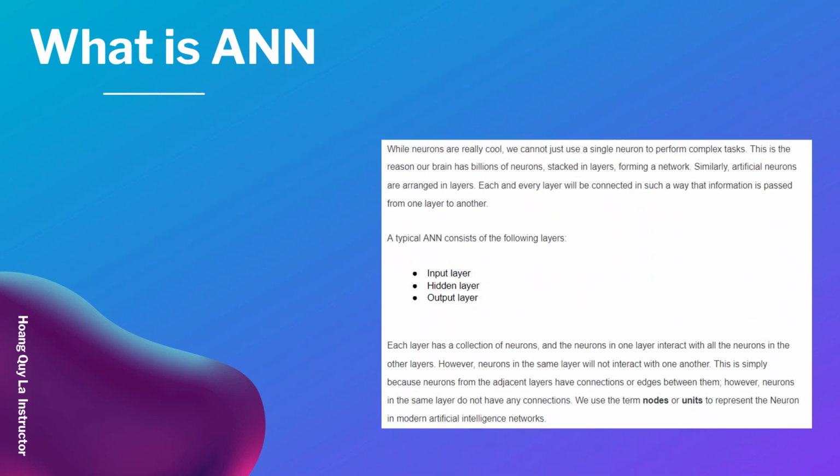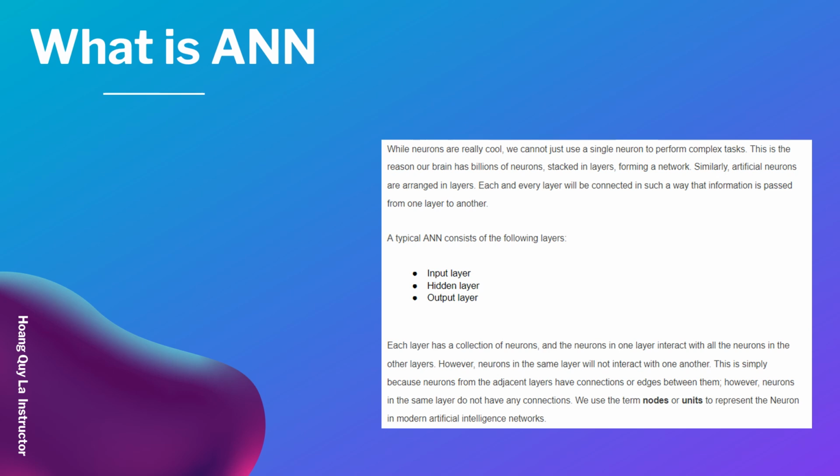So while neural networks are really cool, we cannot just use a single neuron to perform complex tasks. This is the reason why our brain has billions of neurons stacked in layers, forming a network. So similarly, artificial neurons are arranged in layers. Each and every layer will be connected in such a way that information is passed from one layer to another.